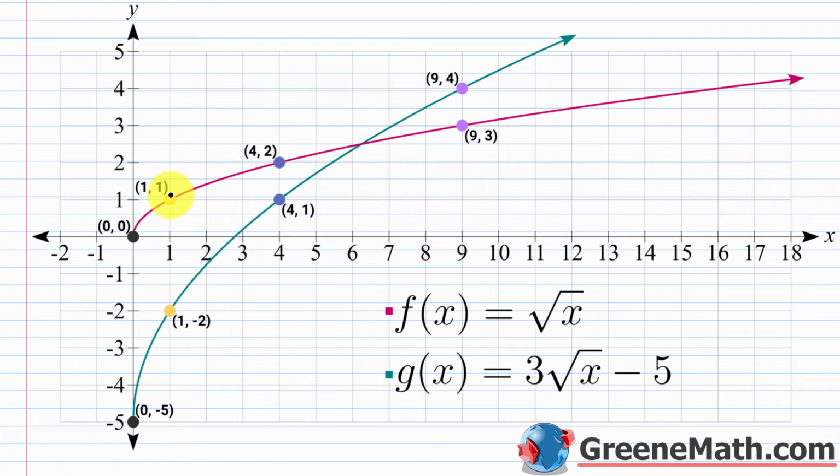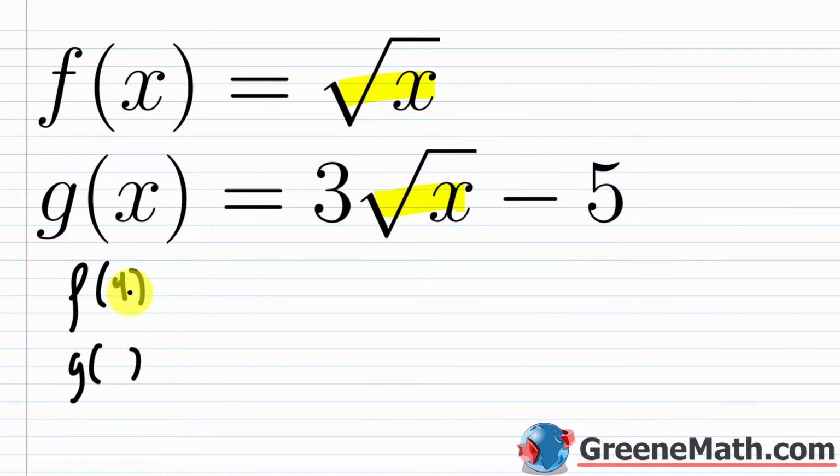Again, coming back, this is your 1, 1. That's going to go to 1, -2. Let's do this one and this one. So 4, 2, that's going to go to 4, 1. So let's do f of 4, and we'll do g of 4. So for f of 4, again, it's just the square root of 4, which is going to be 2. Let's put a 2 right there.